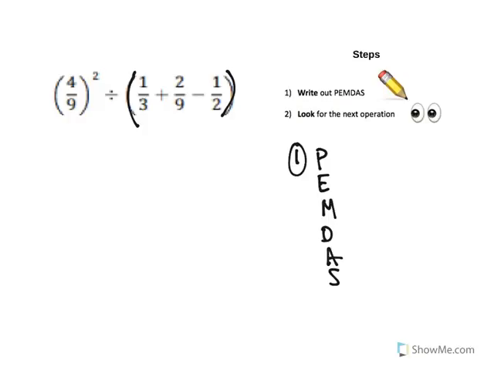I see parentheses here, so I will do that part first. This is inside of the parentheses.